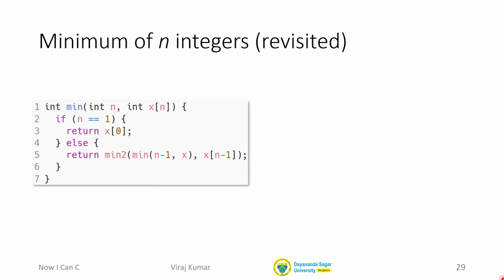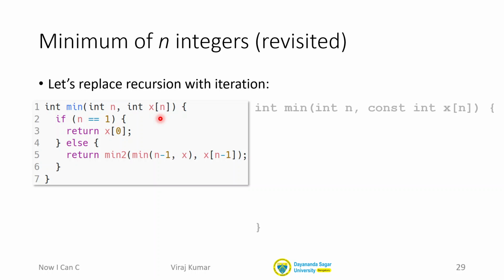In an earlier video, we had seen a recursive function to calculate the minimum in an array of n integers. Let us now solve the same problem using iteration. So we have this code on the right, and the first thing you observe is we have declared this array to be const. That's because we don't intend to modify the values in the array while calculating the minimum.